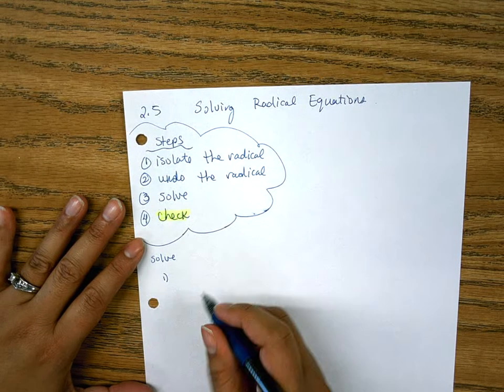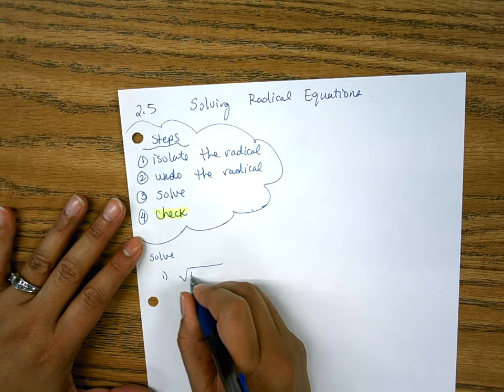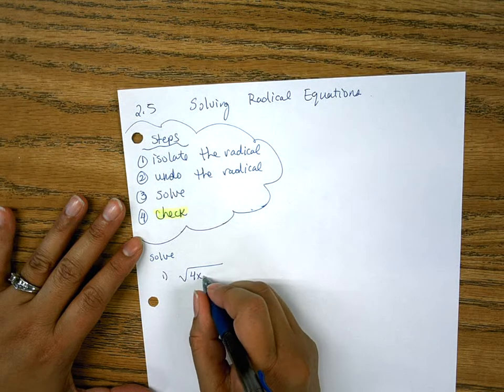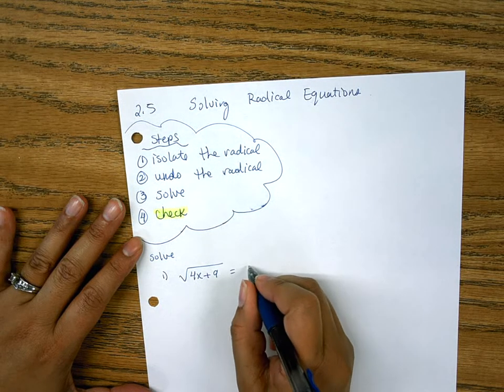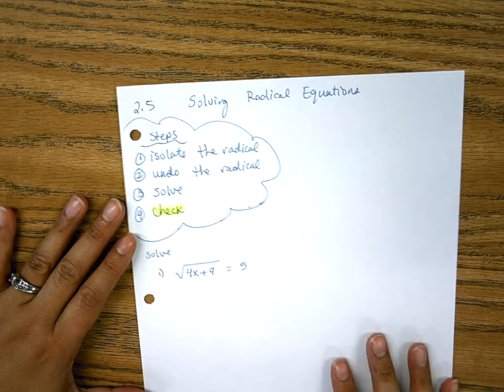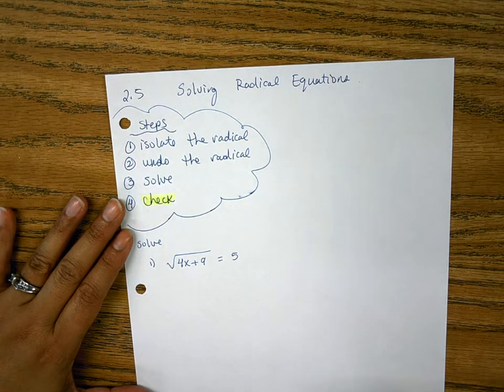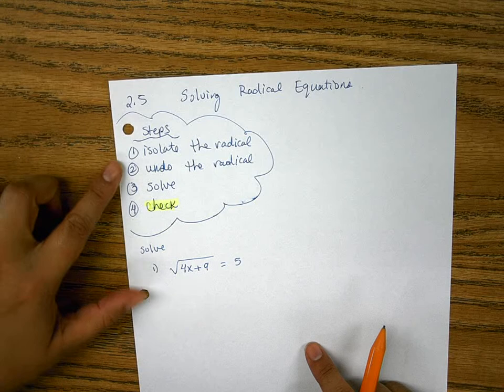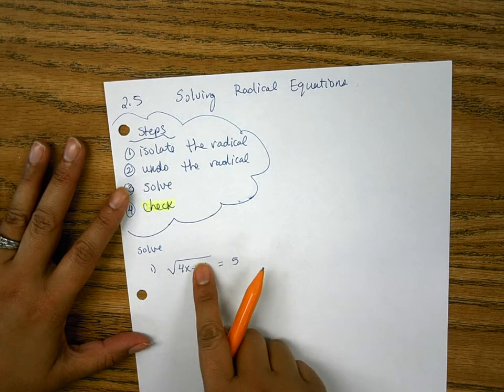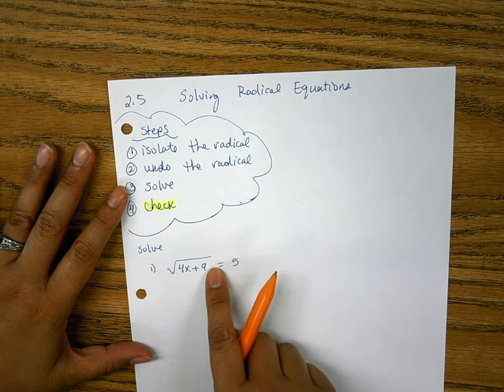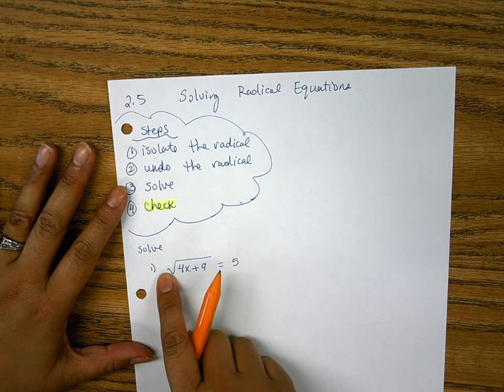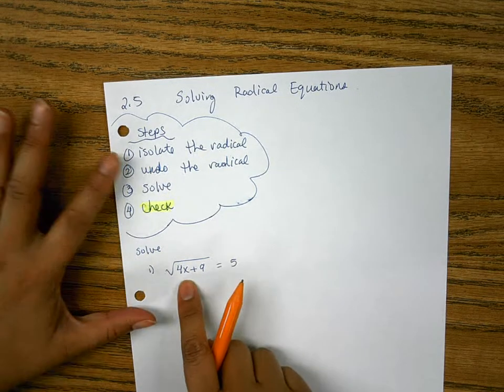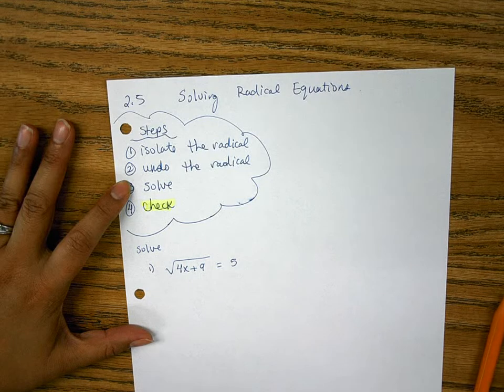All right, solve. Number 1, the square root of 4x plus 9 equals 5. Step 1, isolate the radical. Here's the radical, the square root. It's by itself. There's no plus or minus on the outside. There's no coefficients out front. It's isolated.